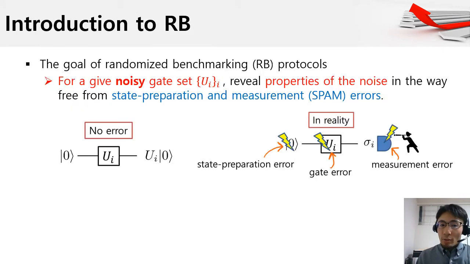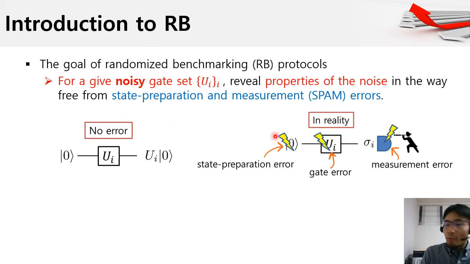So our application is based on the generalization of randomized benchmarking. In this slide, I would like to overview the randomized benchmarking protocol. The goal of the task is, for a given noisy quantum gate set, we want to reveal the properties of the noise in a way free from state preparation and measurement errors.